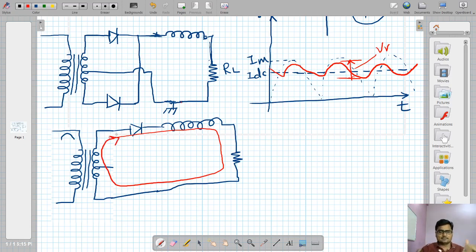Current will complete its path when the positive half cycle comes. Now the problem is yet to come. When the negative half cycle is there, look at this. When the negative half cycle comes, this diode becomes reverse biased, as good as the diode is not there in the circuit. It is an open circuit completely. So if there is an open circuit, the current flowing through the inductor will get blocked right here.